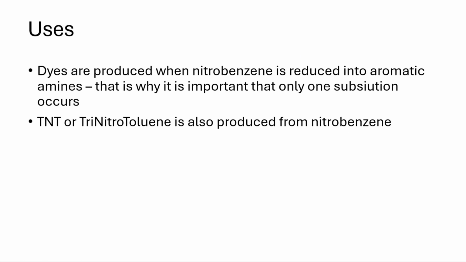Uses: dyes are produced when nitrobenzene is reduced into aromatic amines. That's why it's important that only one substitution occurs, because it can only be reduced into aromatic amines if only one substitution was done. TNT, or trinitrotoluene, is also produced from nitrobenzene. Toluene is just methylbenzene, so it's just another word for that.